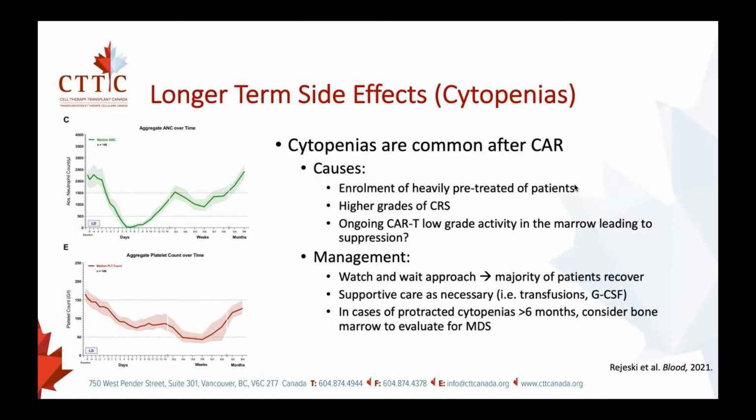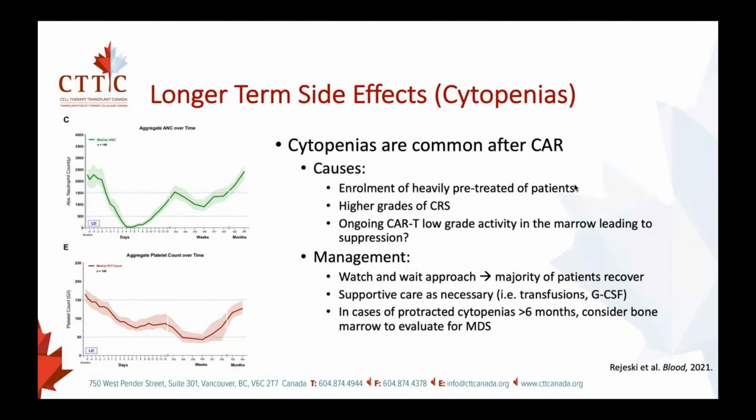There has been some association fairly clearly linked to higher grades of CRS. So those who have grade 4 CRS, for example, have longer and more persistent cytopenias. There's also a thought that maybe ongoing low-grade CAR-T cell activity in the marrow is what's leading to some suppression of the blood counts. It might be that they're really killing off new CD19 positive cells that are just starting to arise in the marrow, and some of that inflammatory milieu might be causing suppression of the bone marrow.